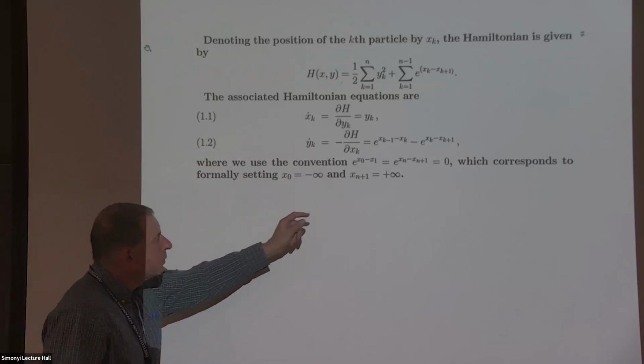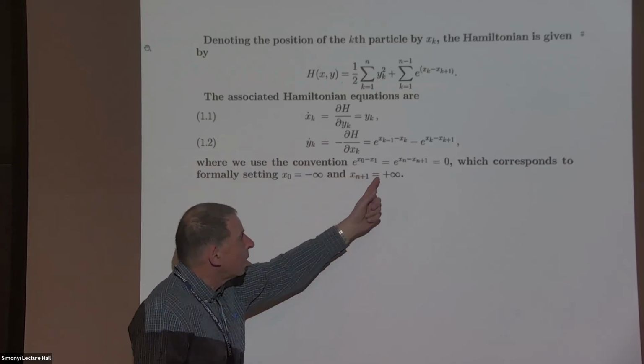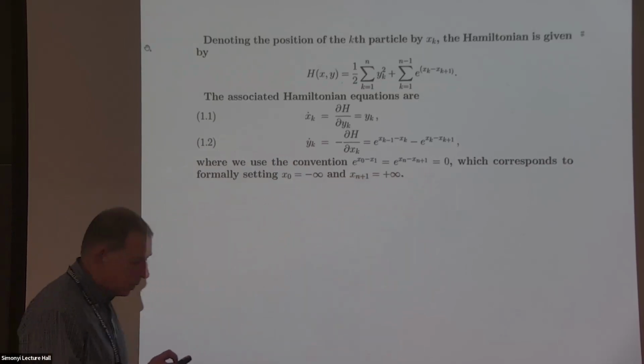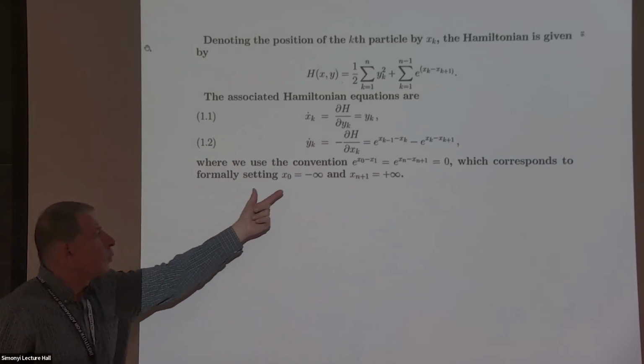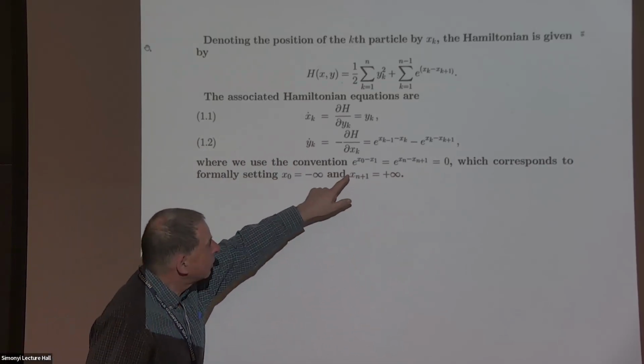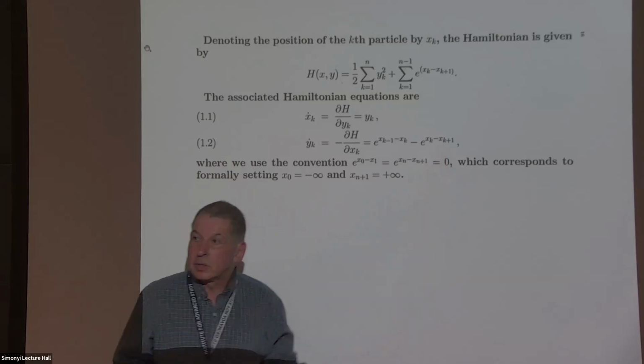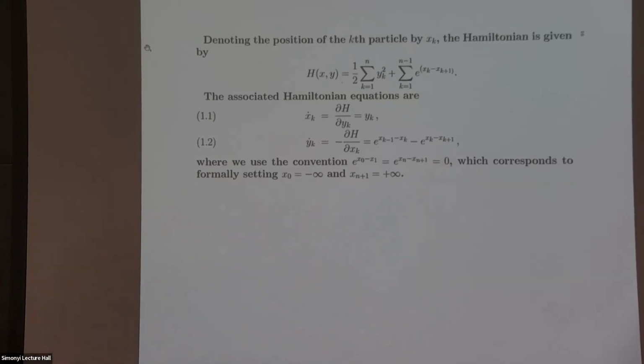And so that just means you have these boundary conditions, e to the x naught minus x1, and e to the xn minus xn plus 1 is equal to 0. So that formally corresponds to setting one of the particles at minus infinity and the other particle at plus infinity, right? Because if you put, say, xn plus 1 at plus infinity over here, this guy goes to 0. So that's the finite Toda lattice as opposed to the Toda lattice on the line.